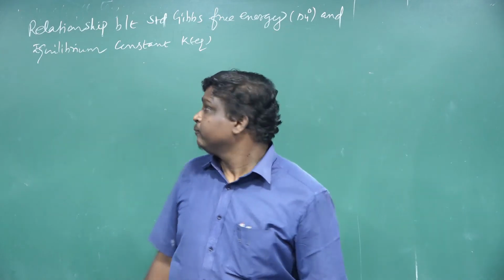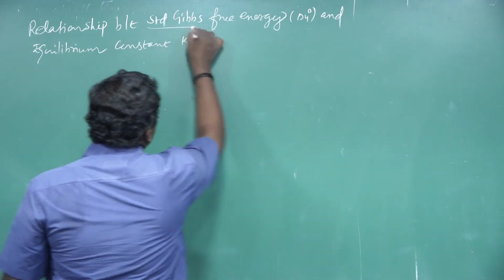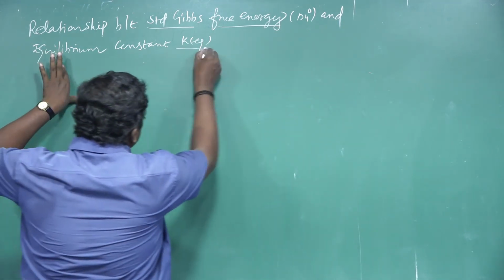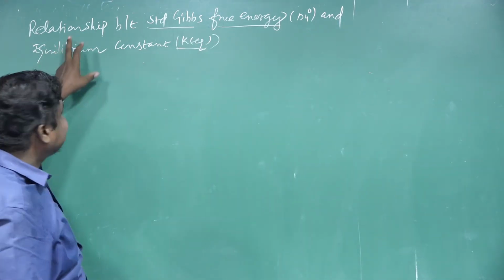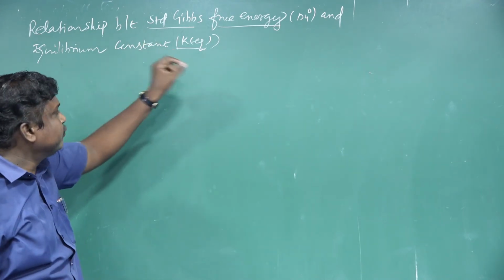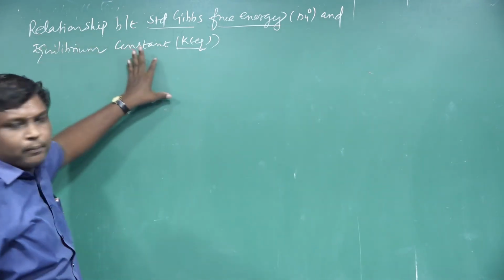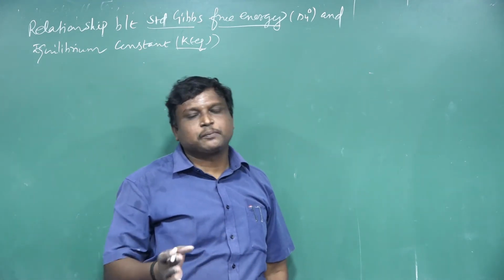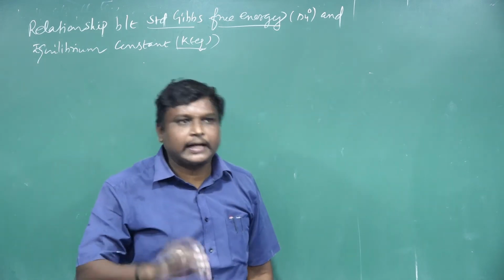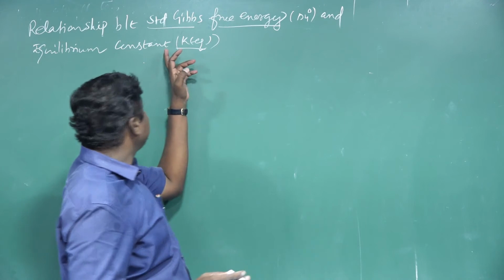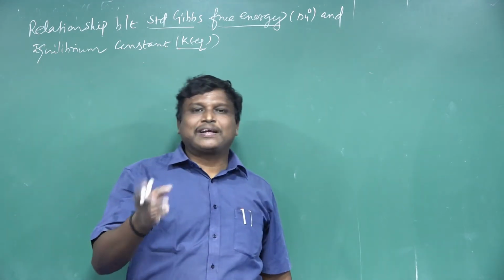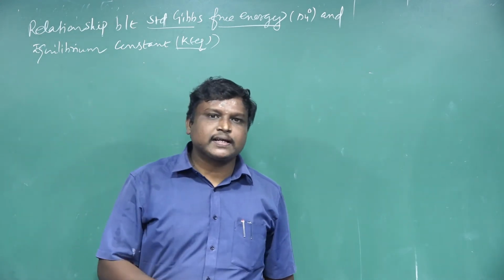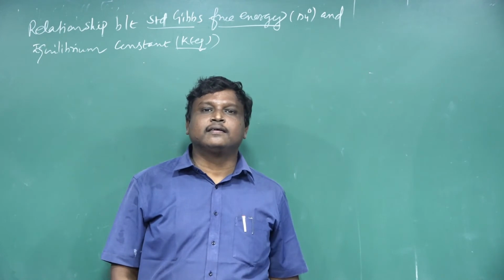Next one. What is the relationship between standard Gibbs free energy, del G naught, and the equilibrium constant? Suppose the Gibbs free energy decreases, it cannot be calculated at equilibrium, because at the equilibrium condition the rate of the forward reaction becomes equal to the rate of the reverse reaction simultaneously.